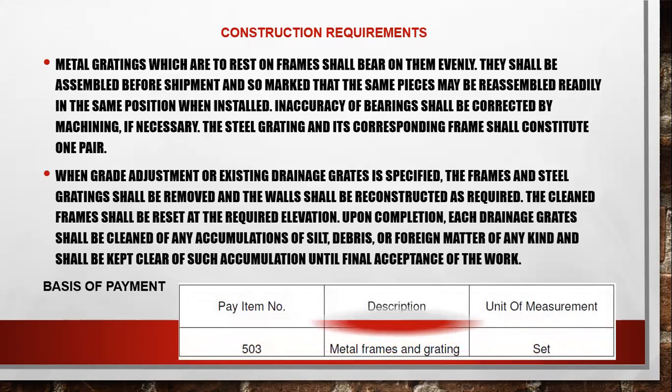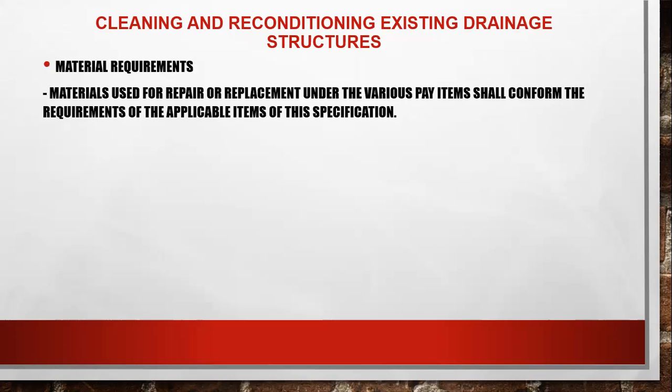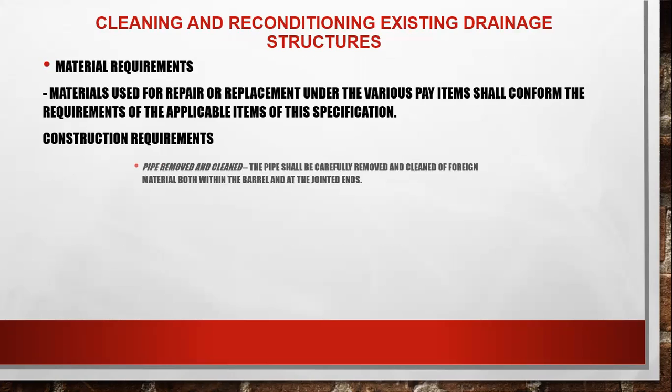So the basis of payment. The description: metal frame and grating. If we buy that, we should buy it by set, not each, not pair, but set. Cleaning and restoration of existing drainage structure. The material used for repair and replacement under this item shall conform to the requirements of the applicable items of this specification for construction requirements.